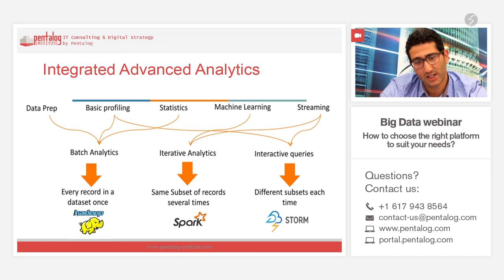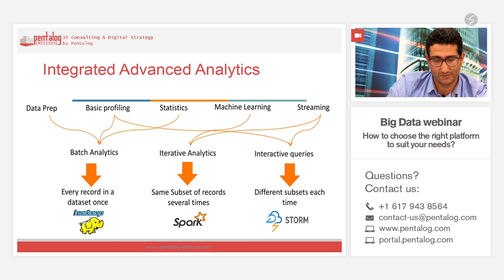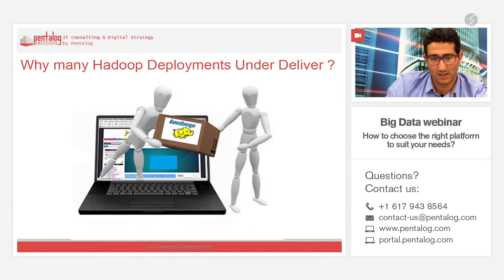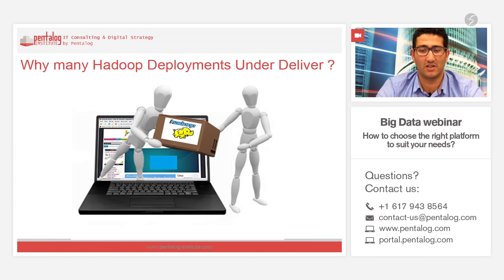In the real world, advanced analytics needs multiple integrated tool sets. These tool sets require very, very different computing demands. So I have a question. Why today do we find a lot of Hadoop deployments failing to deliver? Okay, do you have an idea about this?